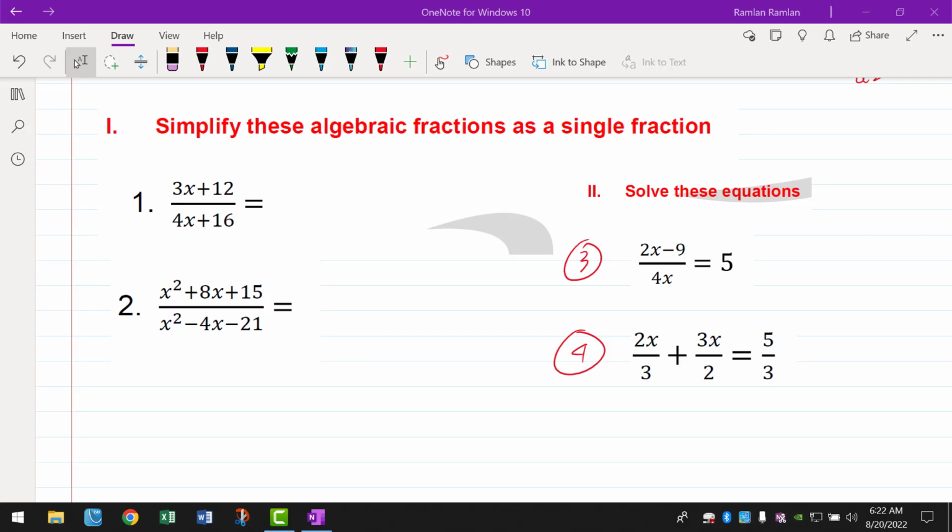Okay, so if you understand the concept, I would like you to try these four questions. Number 1 and 2, just simplify the algebraic fractions. And for number 3 and 4, solve the algebraic equations involving fractions.